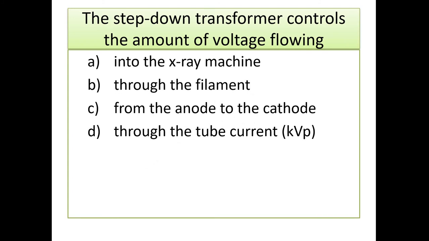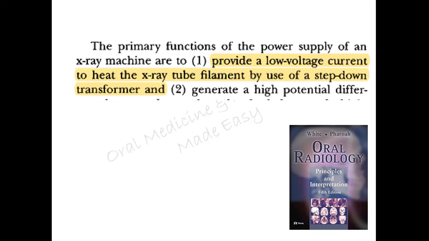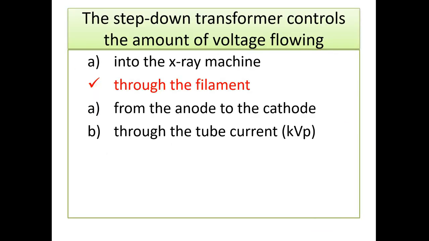Fourth question. The step-down transformer controls the amount of voltage flowing into the X-ray machine through the filament, from the anode to the cathode, and through the tube current. As mentioned in the first question, the primary function of the power supply on an X-ray machine is to provide a low voltage current to heat the X-ray tube filament, by the use of a step-down transformer. If a high current is passed through the tungsten filament, there may be burnout of the filament. Hence, in order to reduce the current flowing through the filament, a step-down transformer is used. So the step-down transformer controls the amount of voltage flowing through the filament.